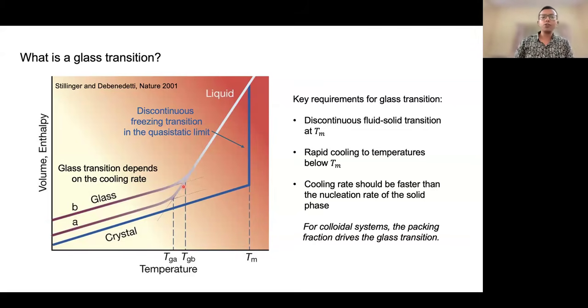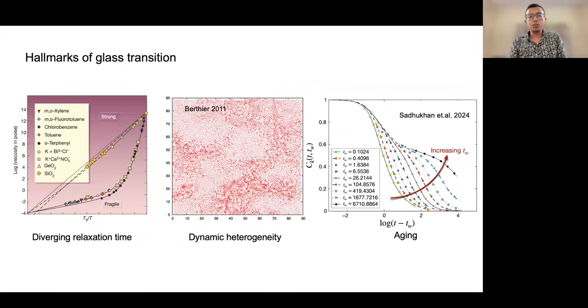The same thing you can do for colloidal systems, like hard sphere colloidal systems, where there is no concept of temperature, but you have what is called packing fraction. You can use the packing fraction in the same manner as temperature for molecular glasses to drive glass transition in colloidal systems. But irrespective of the system that you choose, there are certain hallmarks of glass transition.